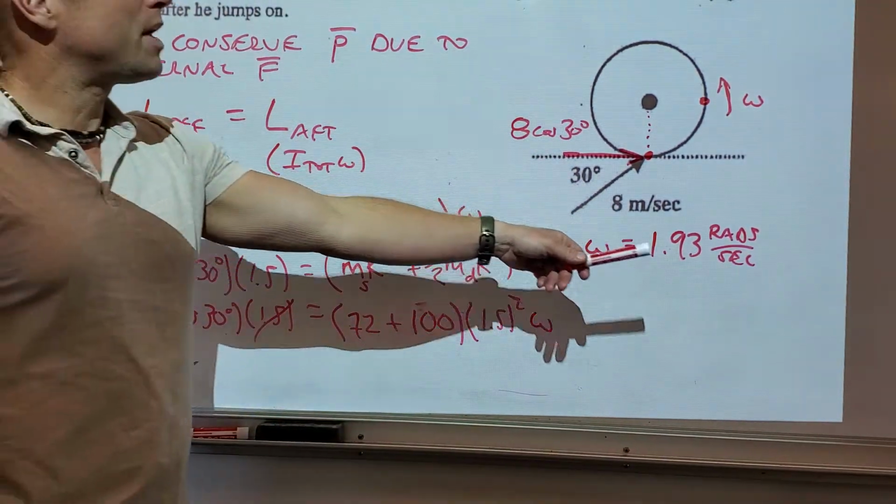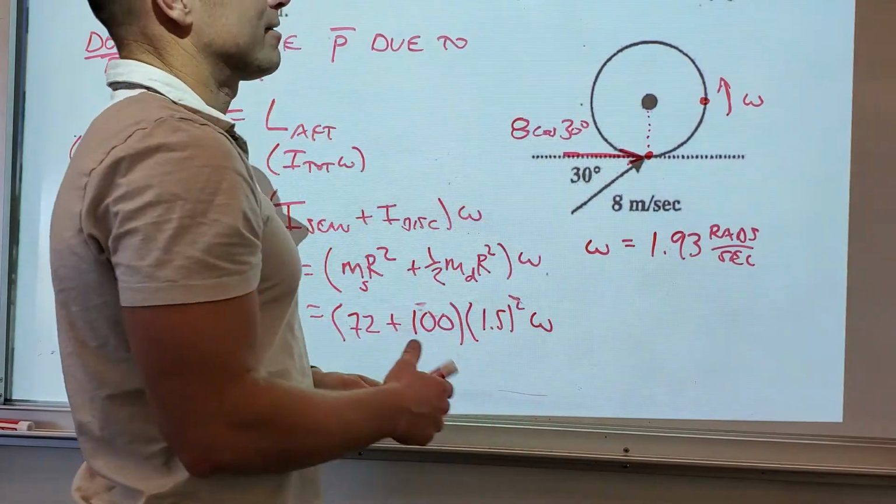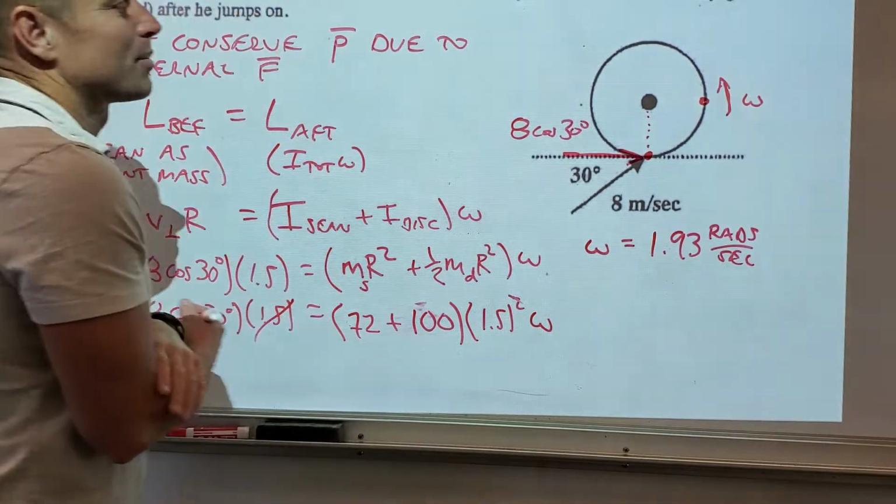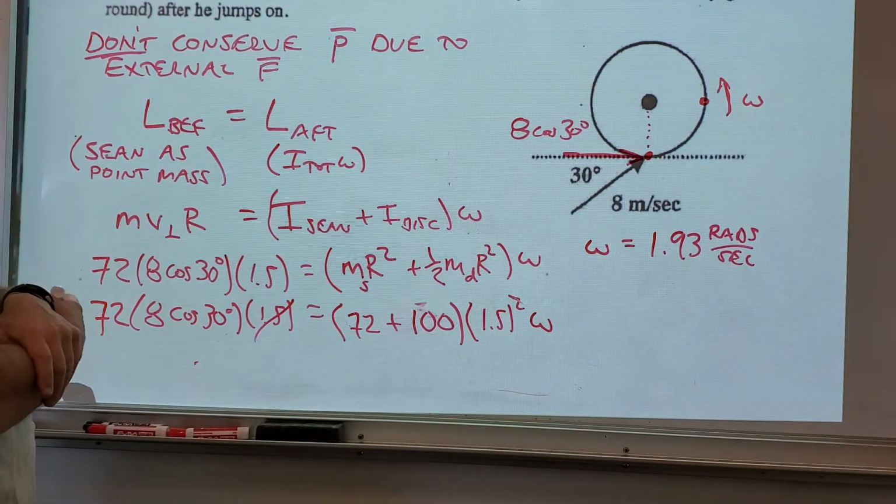Let's see, 2 pi per second would be all the way around, so that's like 6.28. So this thing isn't rotating super fast. I guess that makes sense for a pretty heavy merry-go-round when somebody just jumps on there.